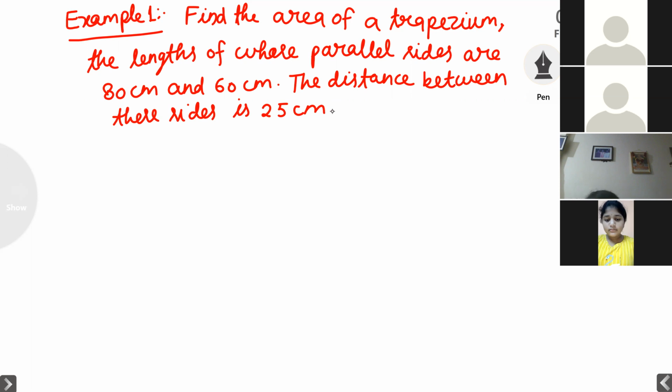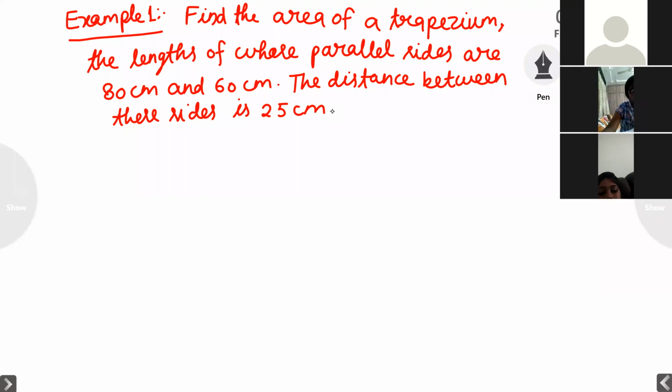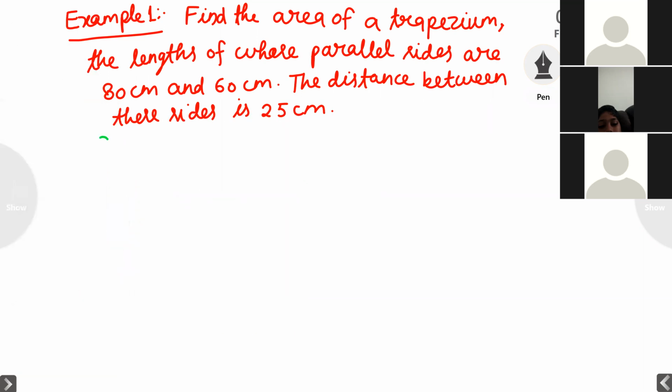Yes, this is the example. Example 1 I have written here. Find the area of a trapezium, the length of whose parallel sides are 80 centimeter and 60 centimeter. The distance between these sides is 25 centimeter. Now we are going to solve this question. Don't solve any question directly. Firstly, I have to write what values he has given.